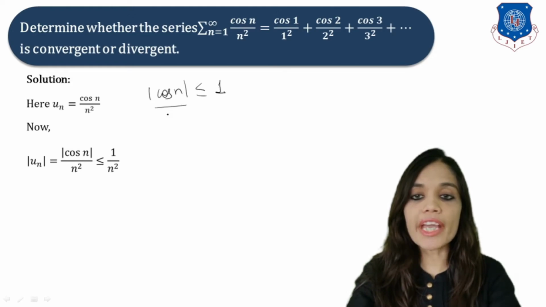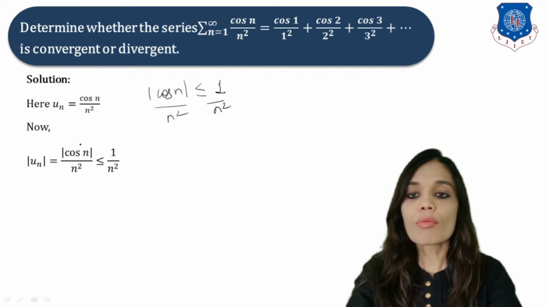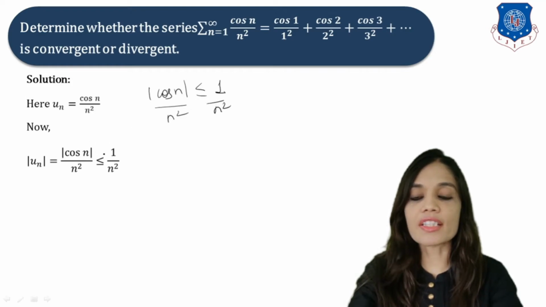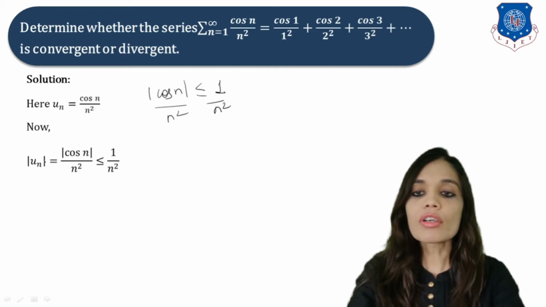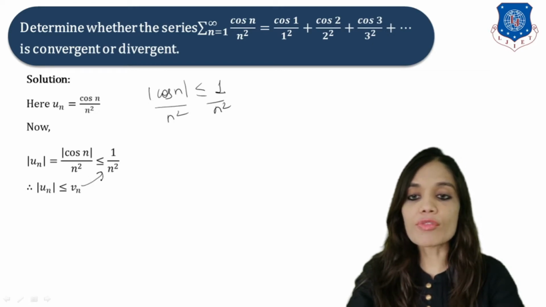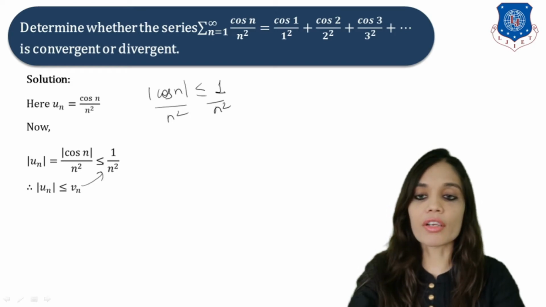So dividing by n square, we will get what? Mod cos n upon n square is less than or equal to 1 upon n square. And therefore what we have determined from this is mod un is less than or equal to Vn. That is, our Vn is what? 1 upon n square. Okay.